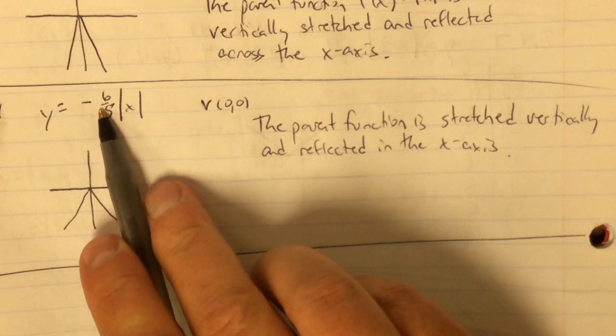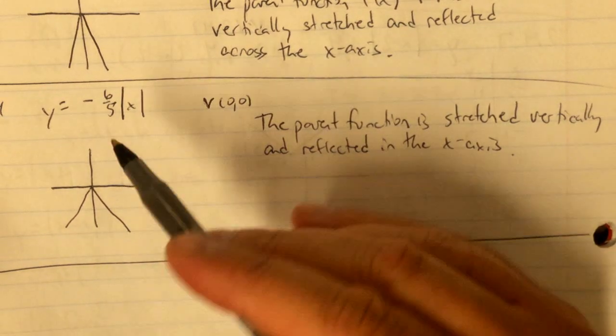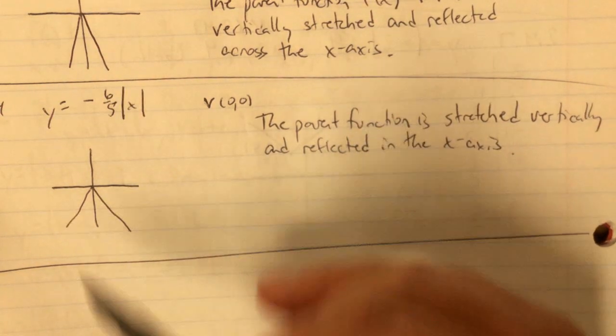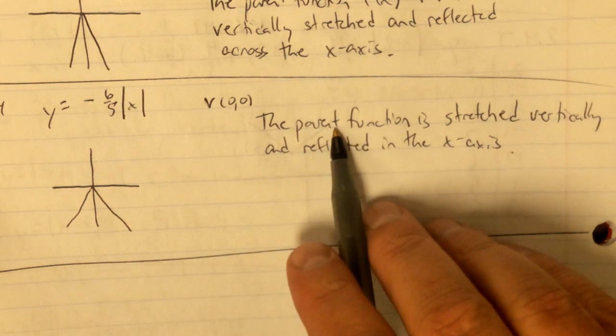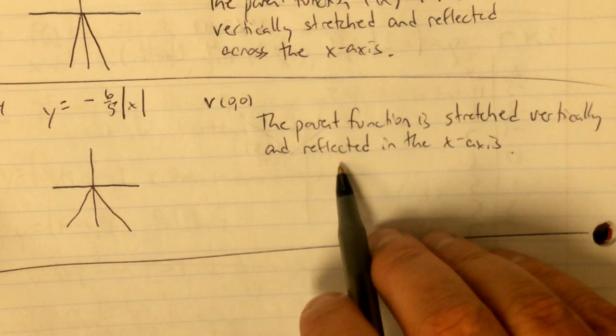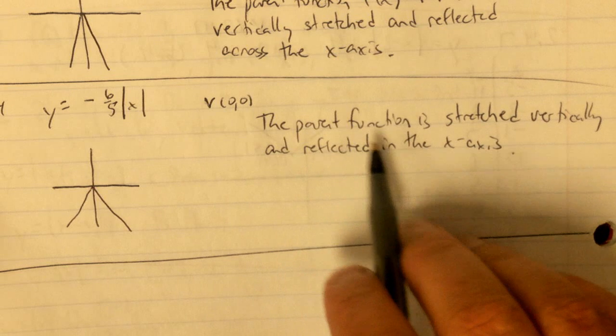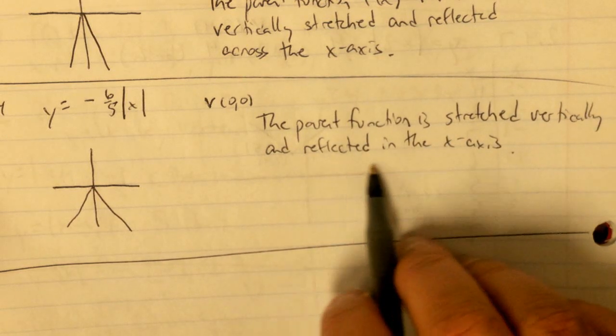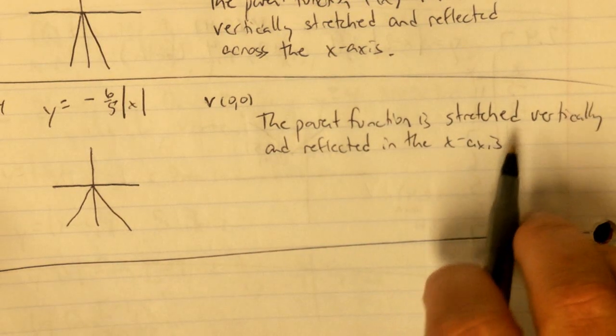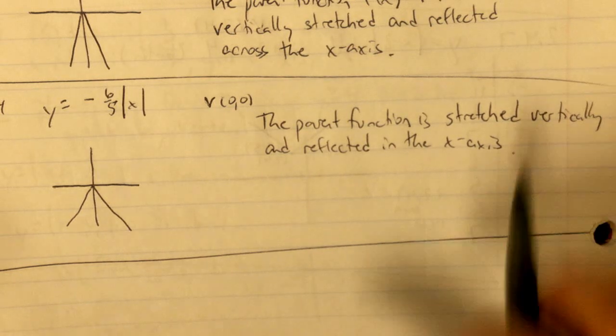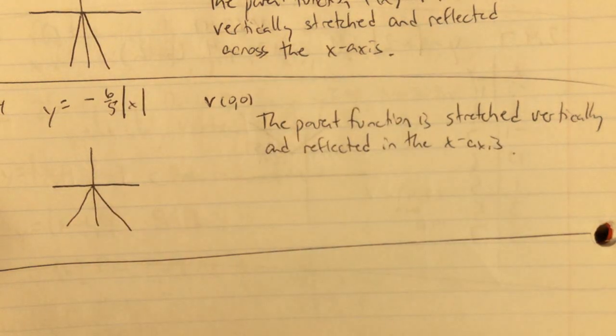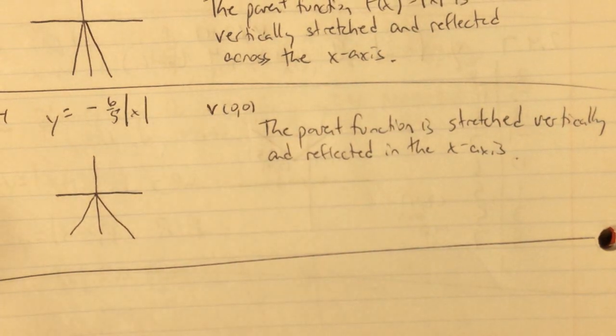This one has a -6/5 in front of the absolute value of x. So again, you reflect it, and the parent function is stretched vertically and reflected in the x-axis. The reason why it's a vertical stretch is because 6/5 is greater than 1. So it's more narrow.